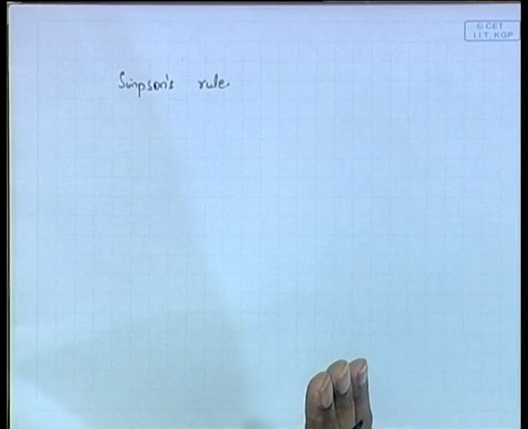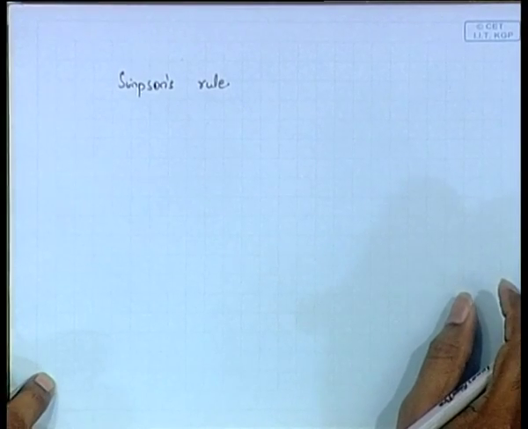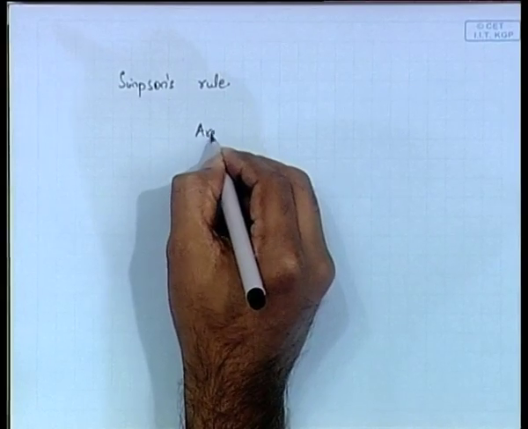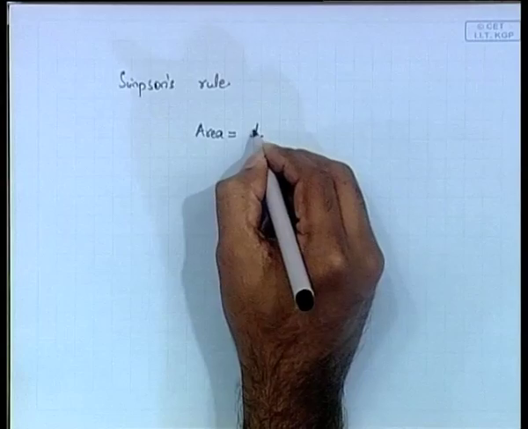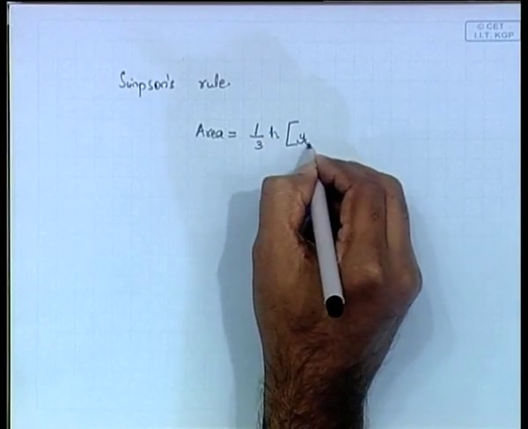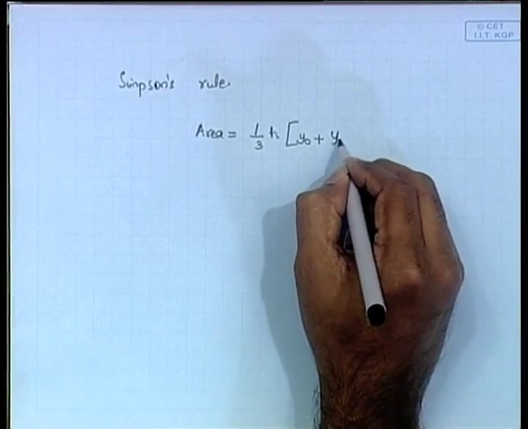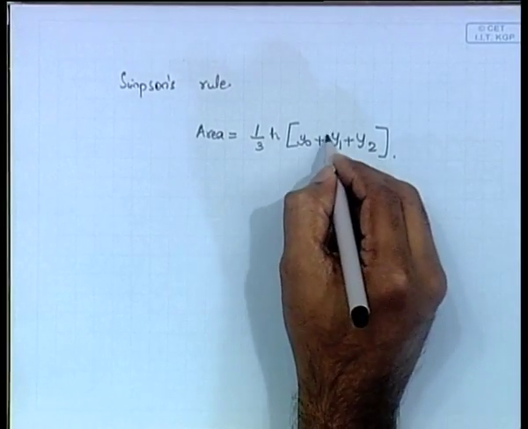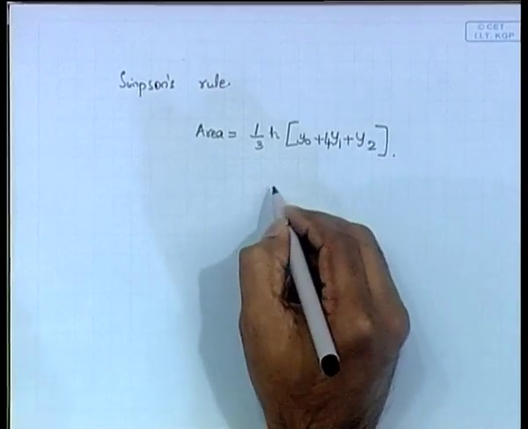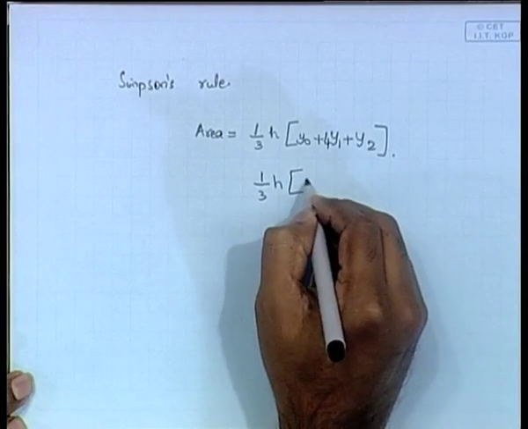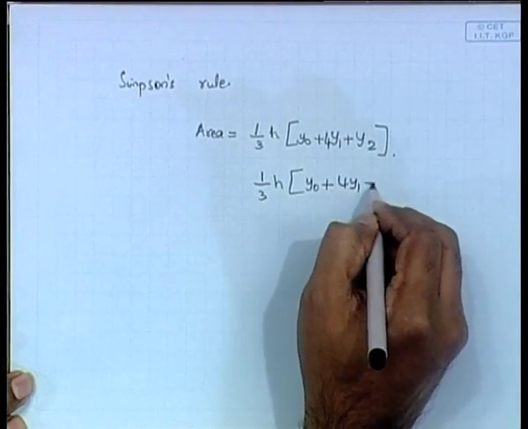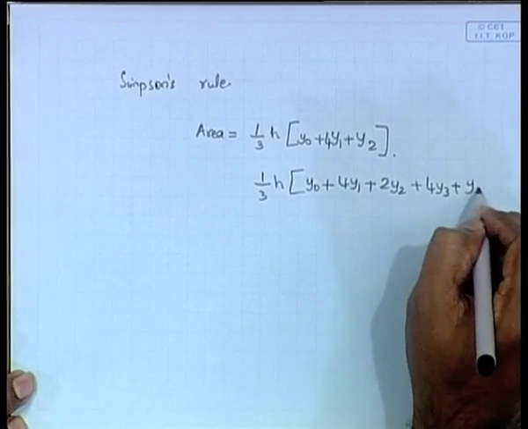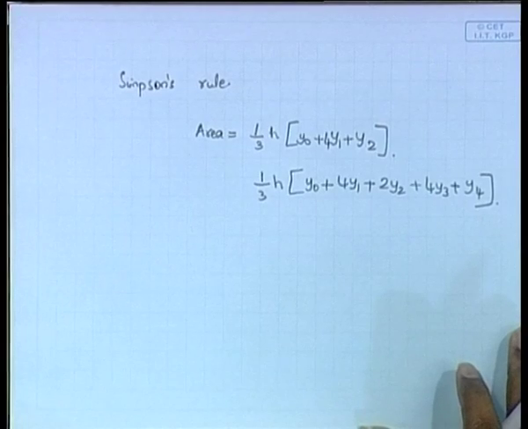Now, something I probably didn't stress last time: Simpson's rule says the area is given by 1 by 3 h into y0 plus 4 y1 plus y2, or if there are more terms, 1 by 3 h into y0 plus 4 y1 plus 2 y2 plus 4 y3 plus y4. So you will get a Simpson's rule like this.